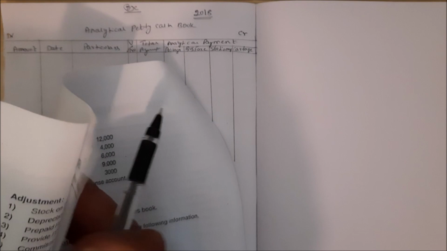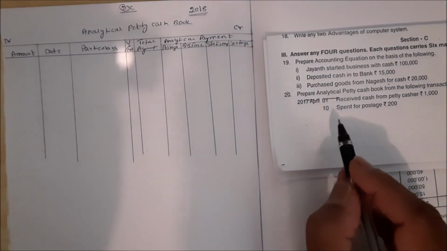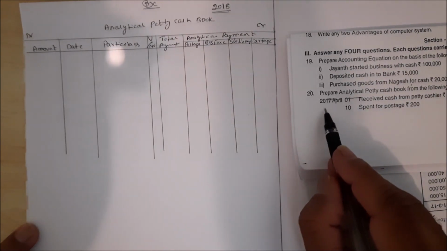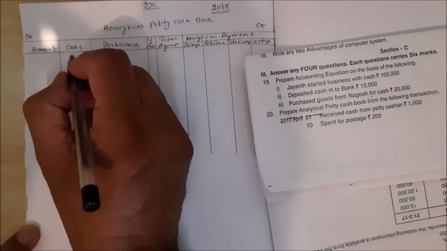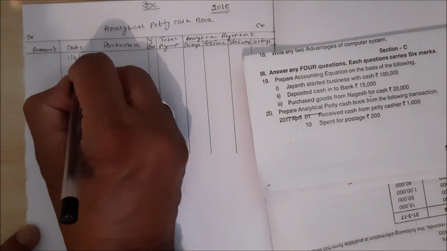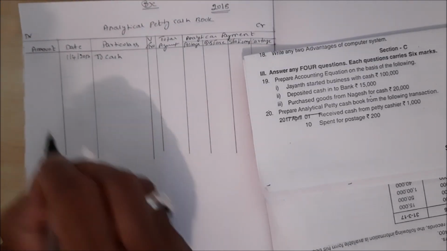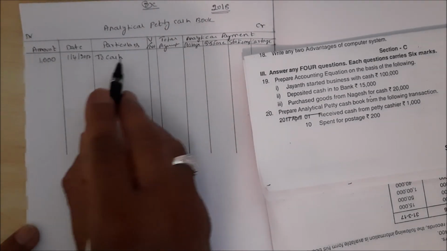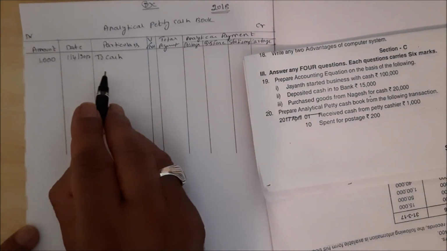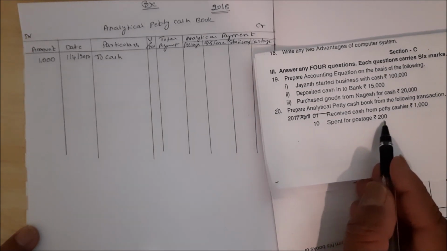Then how are we going to write this in our analytical petty cash book? Let us try to understand and write practically. On 1st April 2017, you have received cash from the petty cashier. How much? 1000. That is 1/4/2017 To Cash. You have received how much actually? 1000, debit side. Whenever you write To, it should be written on the left side. Whenever you write By, you should write it on the right side. Then 10th, spent for postage rupees 200.